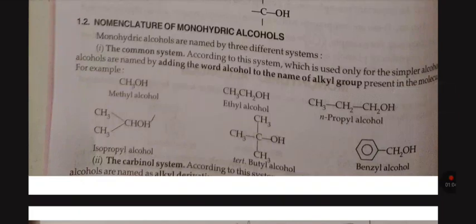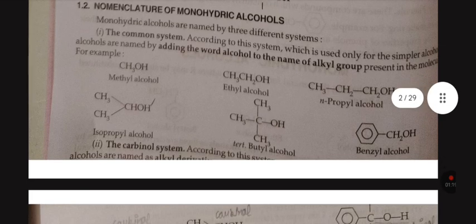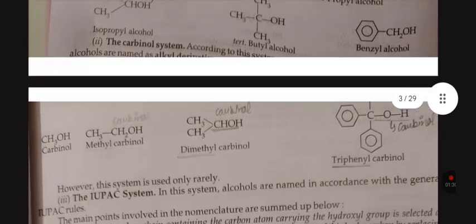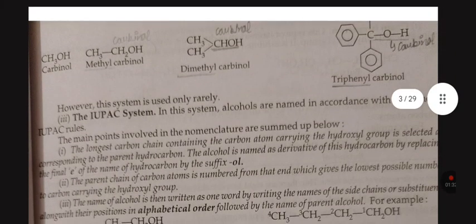Nomenclature of monohydric alcohols. They can be named by three different systems. The common system. According to this system, which is used for the simplest alcohols, they are named by adding the word alcohol to the name of the alkyl group present in the molecule. For example, methyl alcohol, ethyl alcohol, propyl alcohol, benzyl alcohol. However, the IUPAC system.